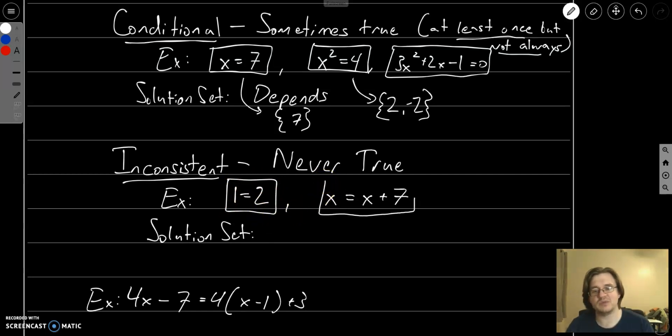It's the same with this one. If I said x is equal to x plus 7, no number is equal to itself plus 7, 7 more than it.